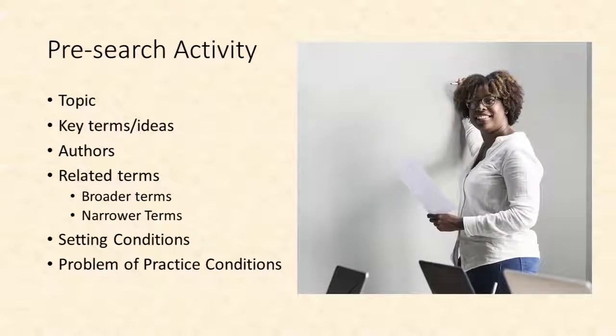To facilitate your eventual search, begin by writing down a few key terms and ideas. What is the topic? What other topics are associated with it? Are there constructs or ideas that you can also write down? Who are the authors of that topic? Can you think of broader terms or narrower terms? What about the setting conditions that you're going to have your research housed in? What about the problem of practice itself? Are there things you can use that will help you narrow your search?